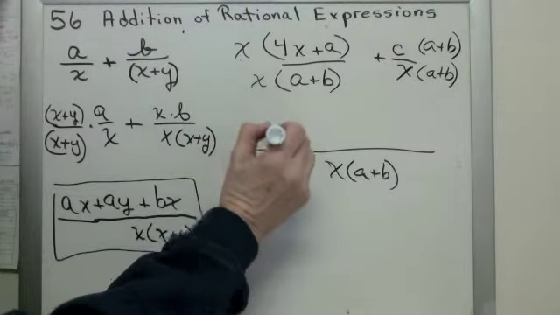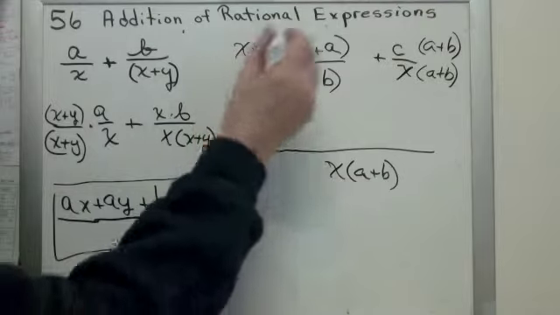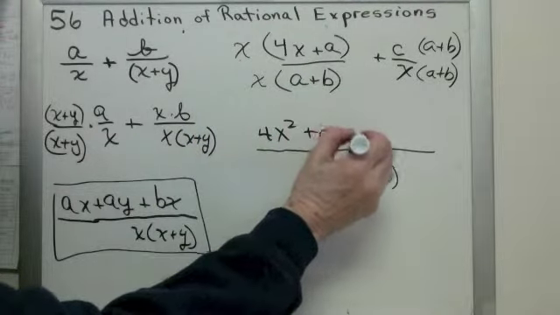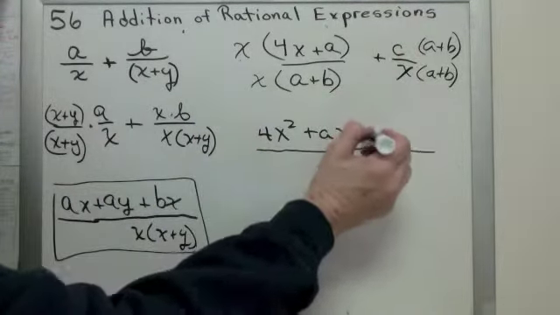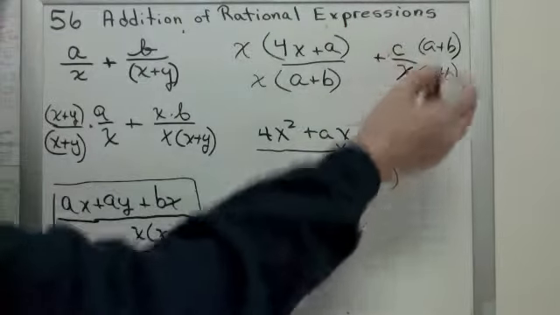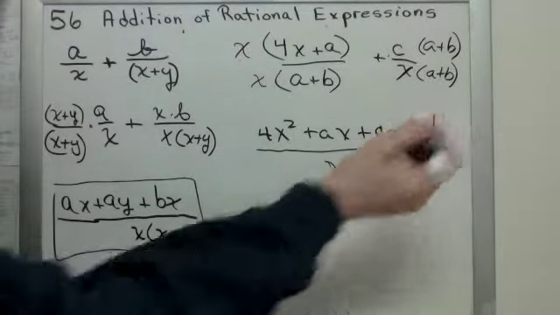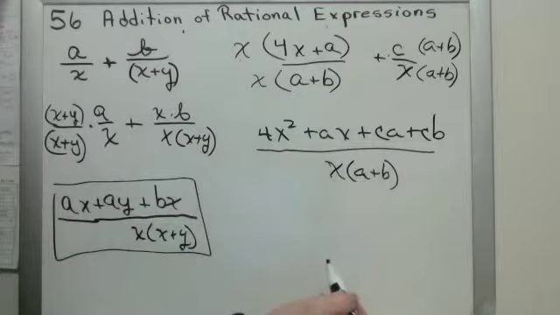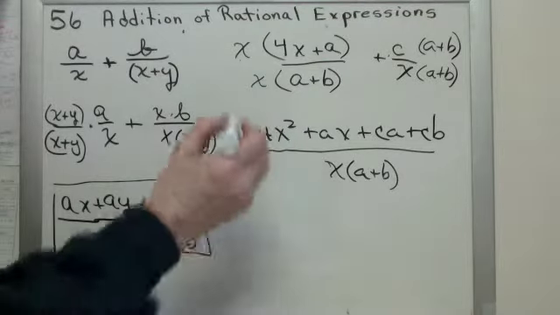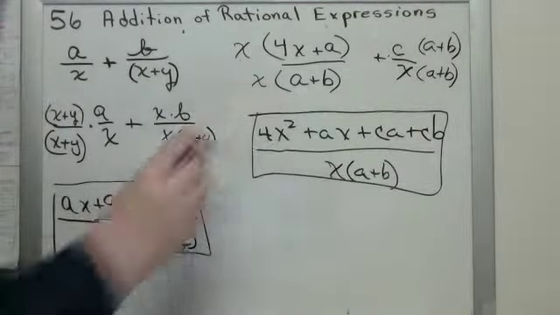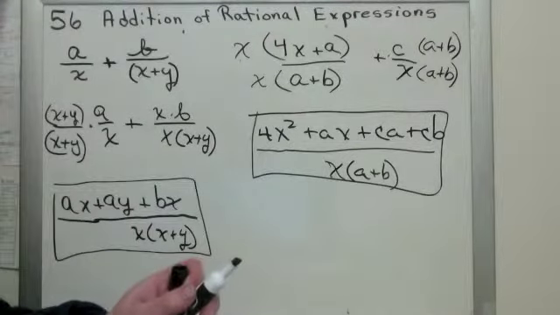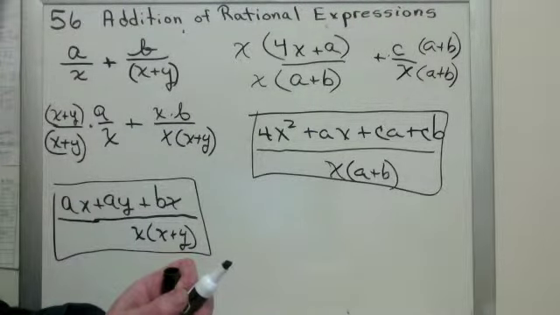x times 4x, 4x squared. x times a, ax. c times a, ca, c times b, cb. Look to see if I have any like terms to add together. I don't, so there is the final answer. All right, I'm going to clean my board and then I'll do one more.